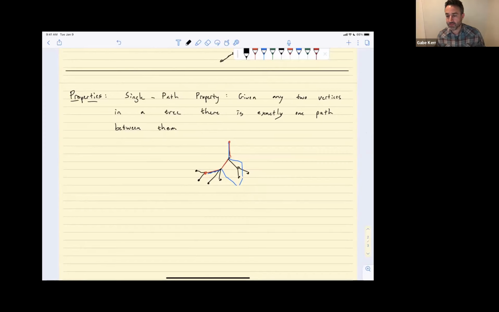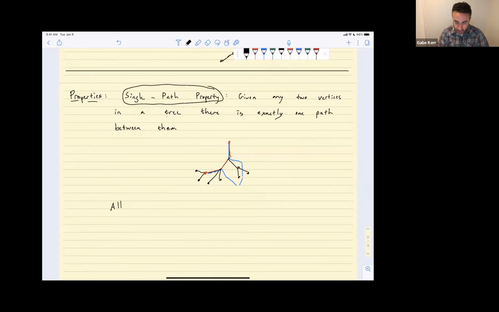Okay, guys, so that's the single path property. And again, it makes finding a path a lot easier. If you have a unique one, it's easier to say, okay, this is the path, rather than here's a path, and have to compare several different ones. So this is one property.